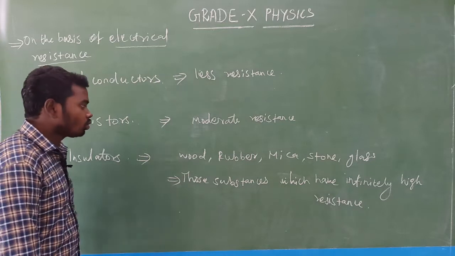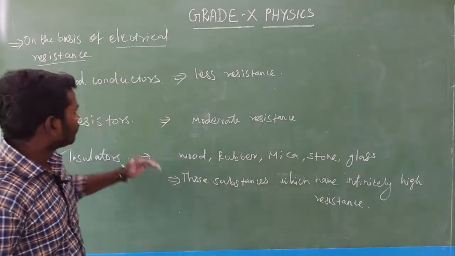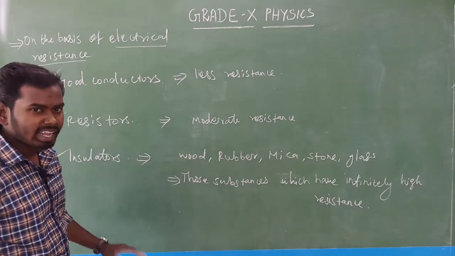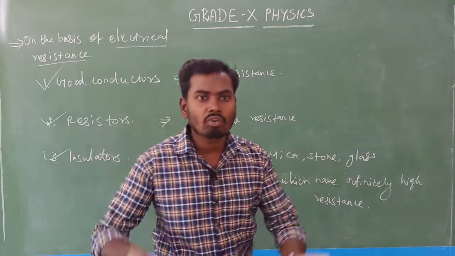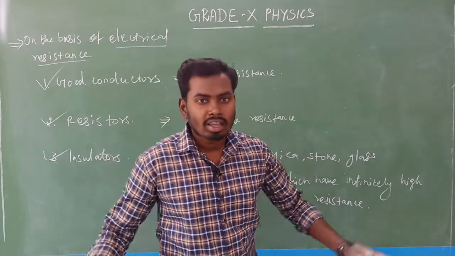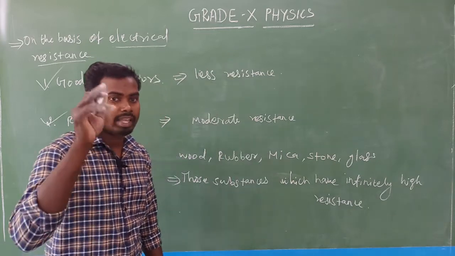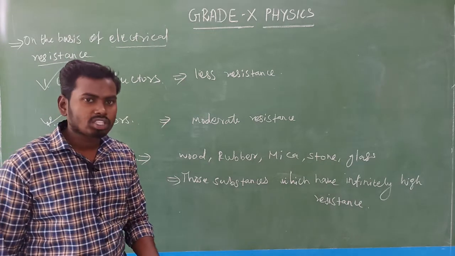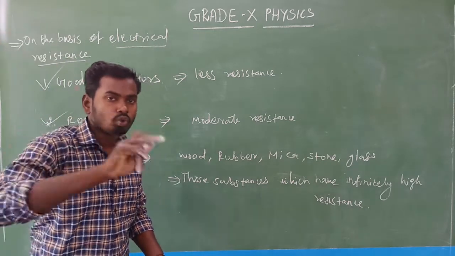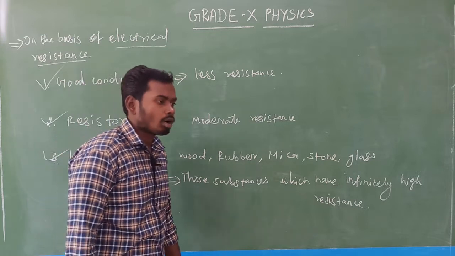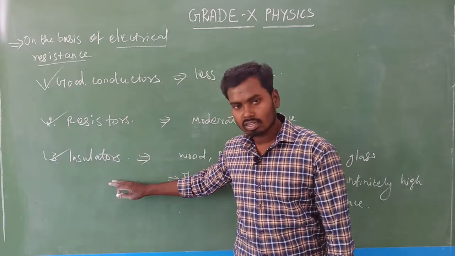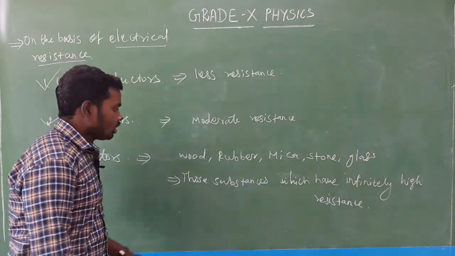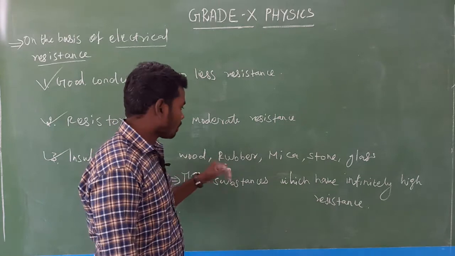Third one, what is that, sir? Insulator. Look at here. The good conductors have less amount of resistance, then resistors have moderate amount of resistance, but the insulator has infinite amount of resistance. So the insulator never allows the current to pass through them, because here the resistance is very high, that is, infinite. That's all. So the examples for insulator: wood, rubber, mica, stone, glass.